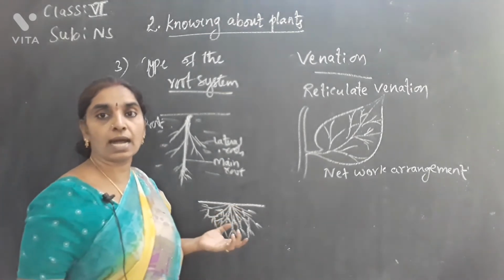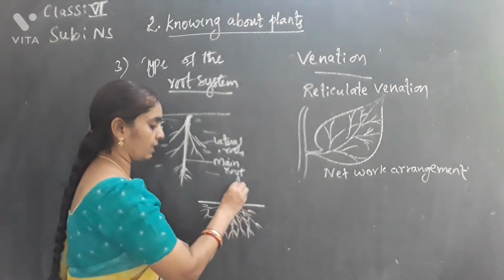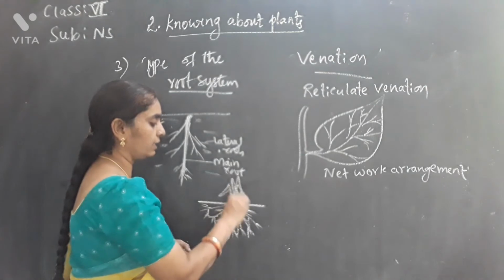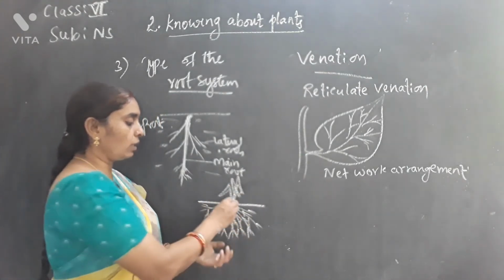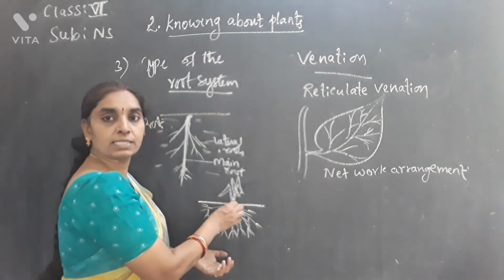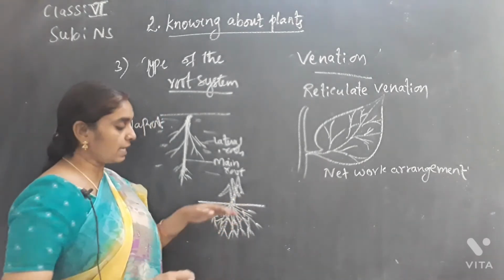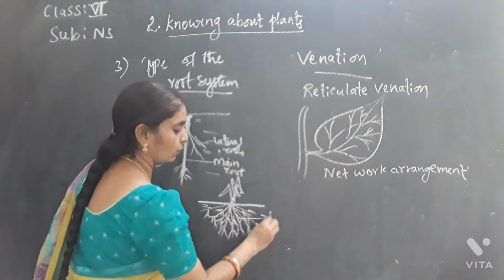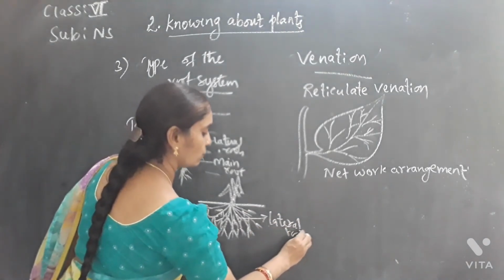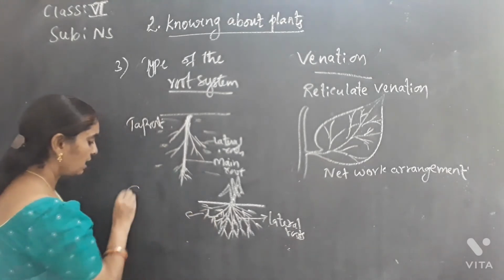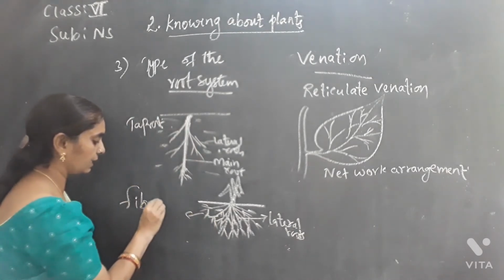All the roots start at the base of the stem. The grass is our best example for the fibrous root system. All the roots start at the base of the stem at a point. So these all are lateral roots. All are lateral roots in the fibrous root system. So this is the fibrous root system.